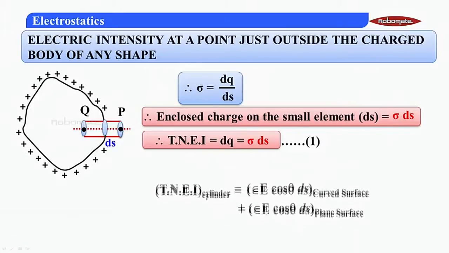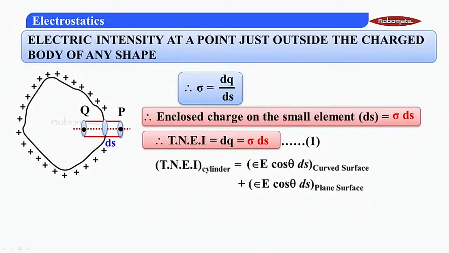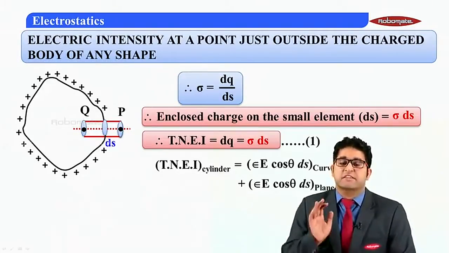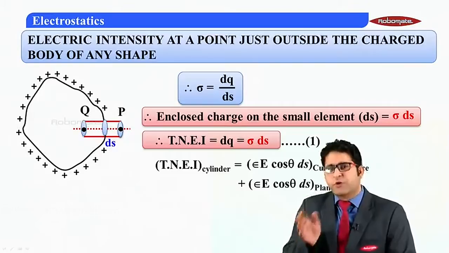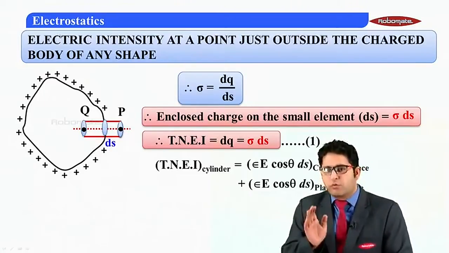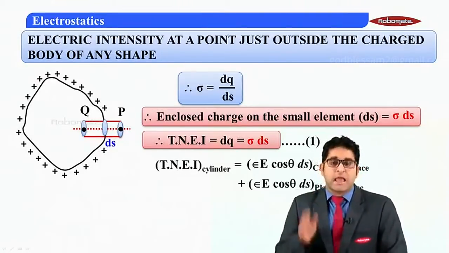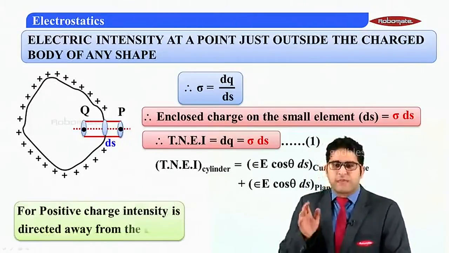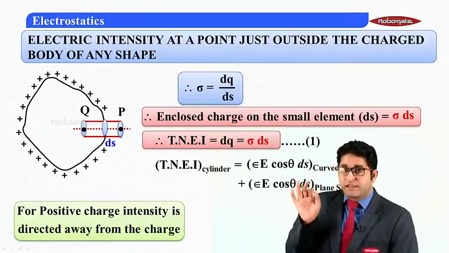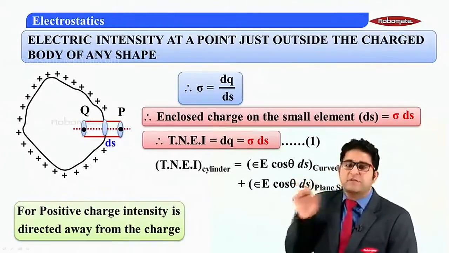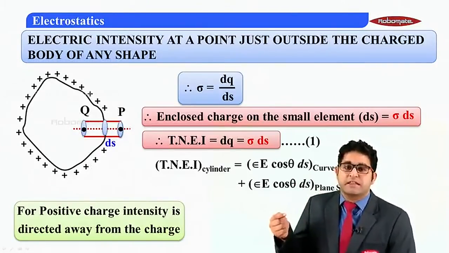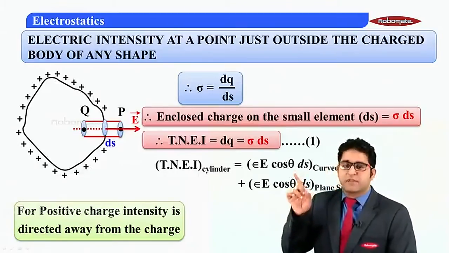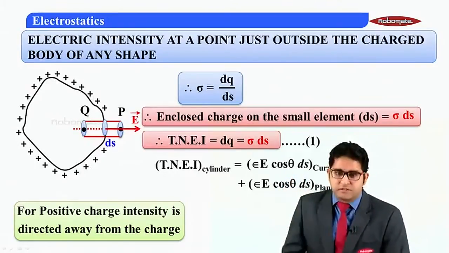Now let us move further. Now let us discuss theta. What is theta? Theta is the angle between vector E and vector ds. And what is vector ds? It is nothing but the area vector. Now students, for positive charge, intensity is always directed away from the charge and it is always perpendicular to the surface, right? So let's say I'm having intensity. Now see elemental area ds, it is having positive charge. So for this elemental area ds, intensity will be directed away from it, and it will be perpendicular to area ds. See the diagram carefully, that is the direction of intensity, right?